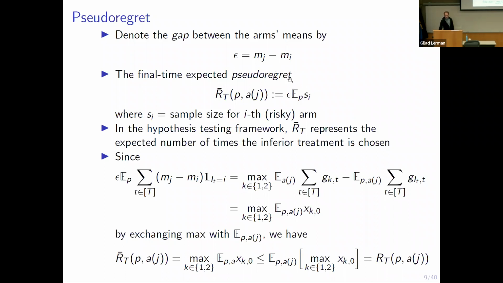And you can rewrite this expression. You could expand epsilon, and you can rewrite it again in terms of this variable x, the vector-valued regret, at final time. It has the same expression as the regret, except that the max and the expectation are interchanged. So from this computation, we know that the pseudo-regret lower bounds the regret. So they're related. Okay.